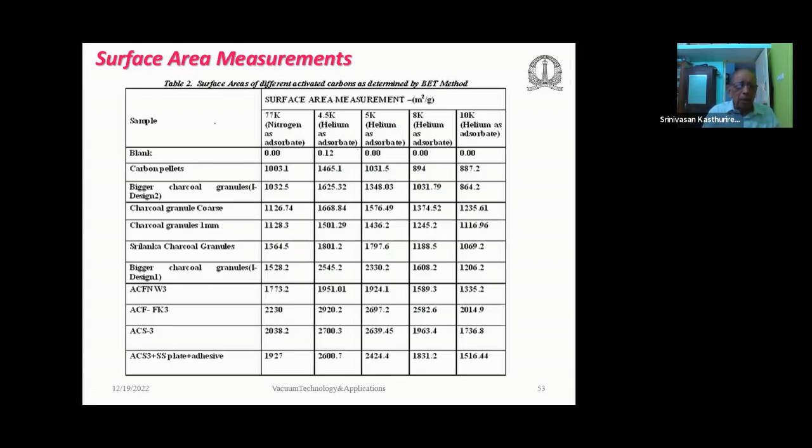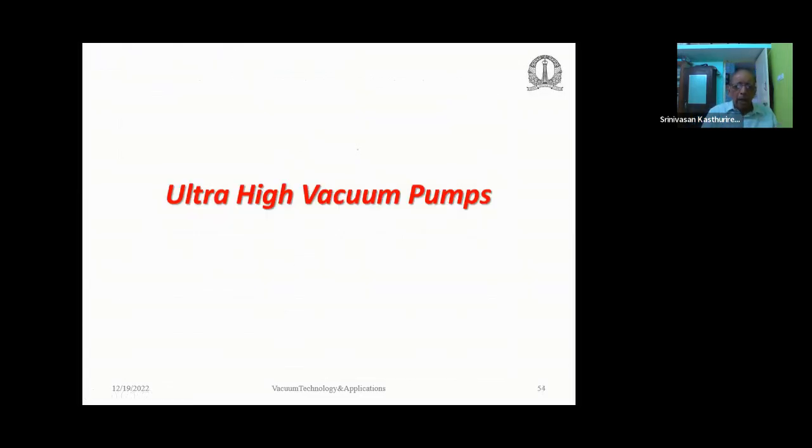Normally, when you characterize, BET surface measurements are done, and you get the surface area at 77 K, 4.5 K, 5 K, 8 K, 10 K, etc. You can see here that the activated carbon sphere is actually one of the best charcoals available on this system. These were the developments done under the BRNS project. Coming back again to the pumping systems.